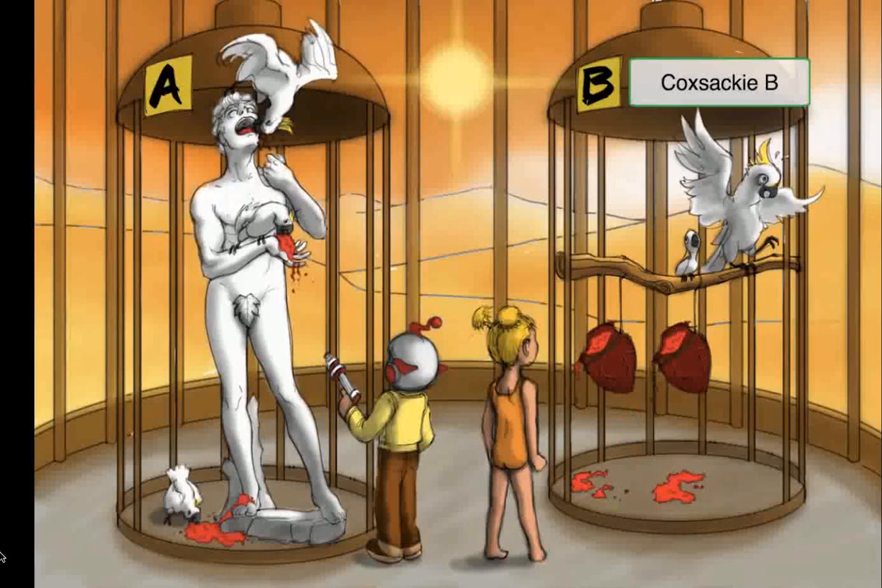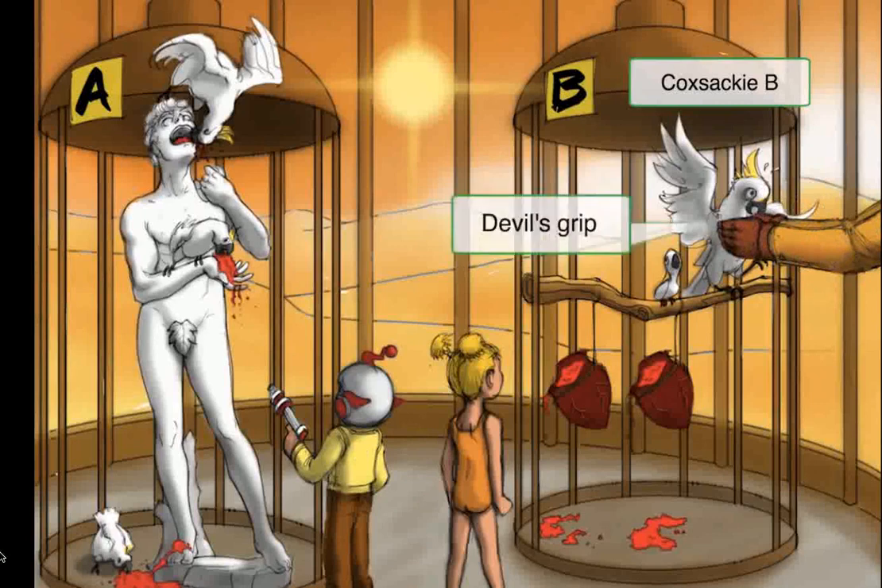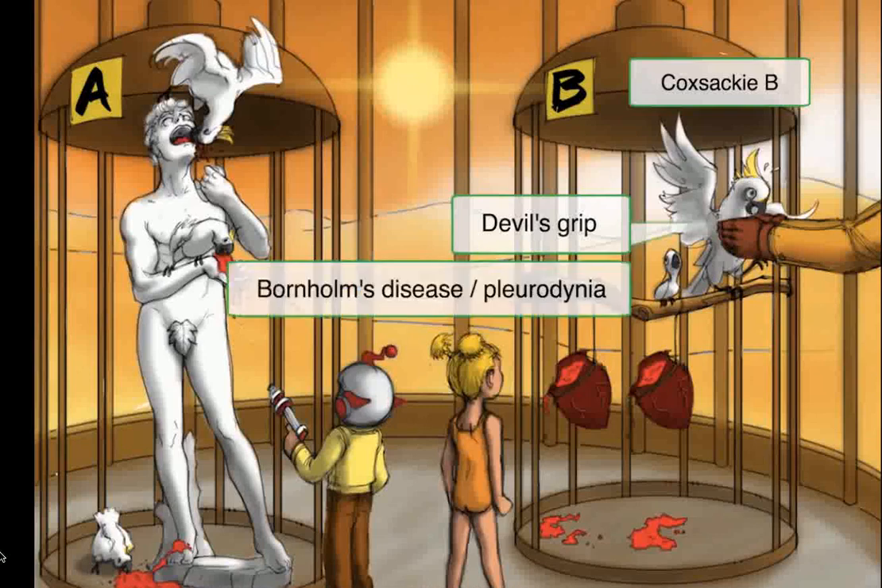Additionally, if you want to take your Coxsackie knowledge to the next level, there's one more thing that we want to include. We'll add a zookeeper reaching in and grasping the cockatoo by his chest. Notice it looks like the cockatoo is pretty uncomfortable with this. This is another clinical feature of Coxsackie B called the devil's grip, also known as Bornholm's disease and pleurodynia. This devil's grip is often characterized by extreme sharp pain in the lower chest and is often unilateral, and this often makes it very difficult to breathe, hence its other name, pleurodynia. Pleuro, referring to the pleura of the lung, and dynia from the Greek word for pain.